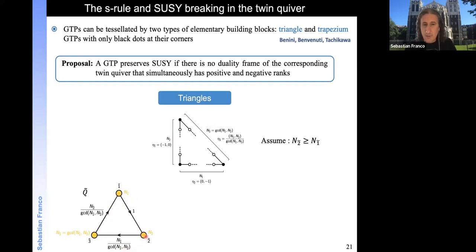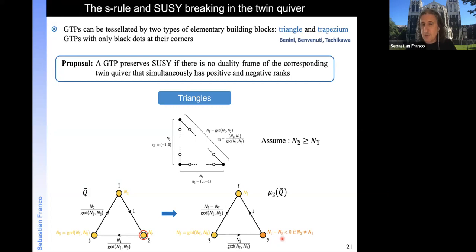And you can see what happens. You can do all the mutations you want, but once you find one in which this is violated, that's the end of the story. So let's mutate on 2. And you obtain this, where the rank is N1 minus N2, which is smaller than 0 if the triangle has unequal lengths. Which is the same condition that was found here.